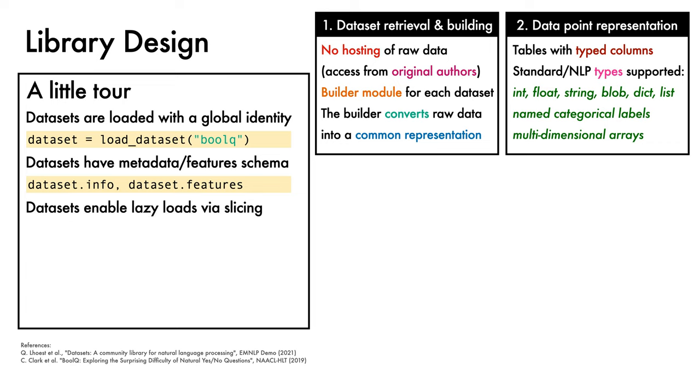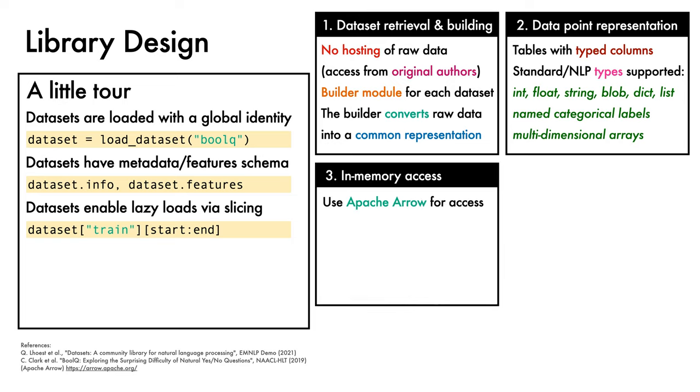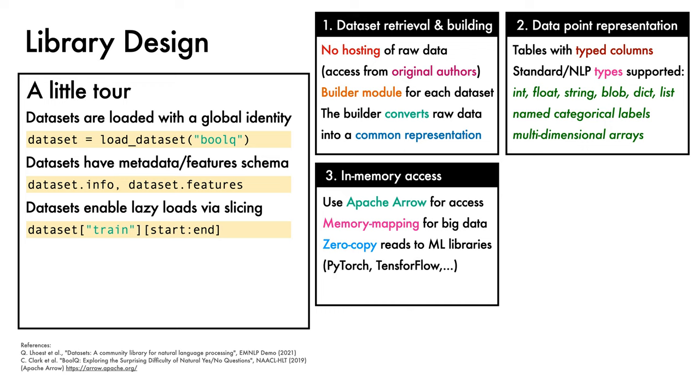The next key feature is that the library enables lazy loads via the slicing operator, which can be used as follows. In practice, this means that only the part of the dataset that is requested is loaded into memory, rather than the full dataset. This is done by building on top of Apache Arrow, a columnar database that works across languages. Arrow has several benefits, including support for memory-mapped disk caches to enable the relatively efficient use of large datasets which can't fit into memory, as well as zero-copy reads out to machine learning libraries like PyTorch and TensorFlow.